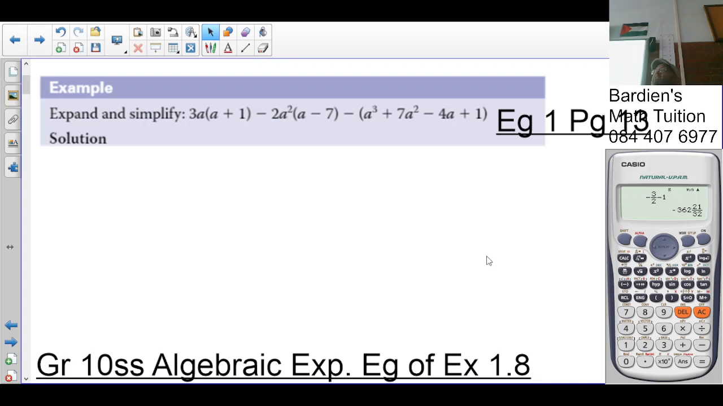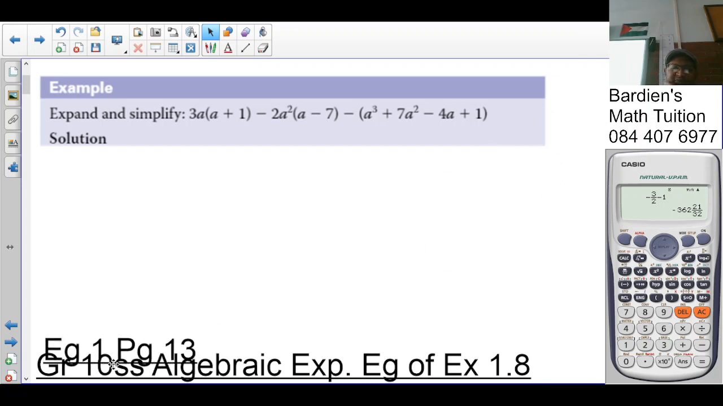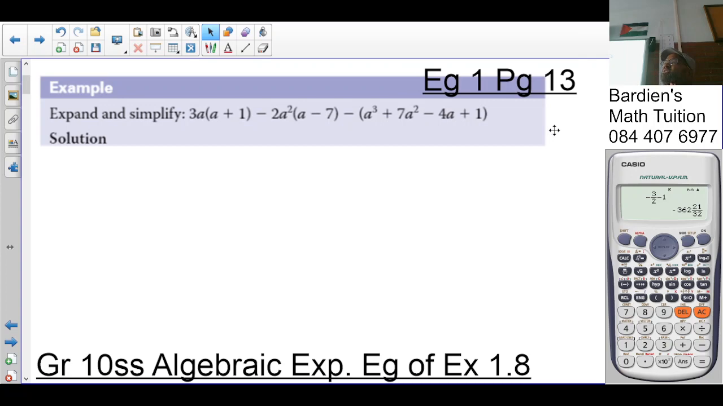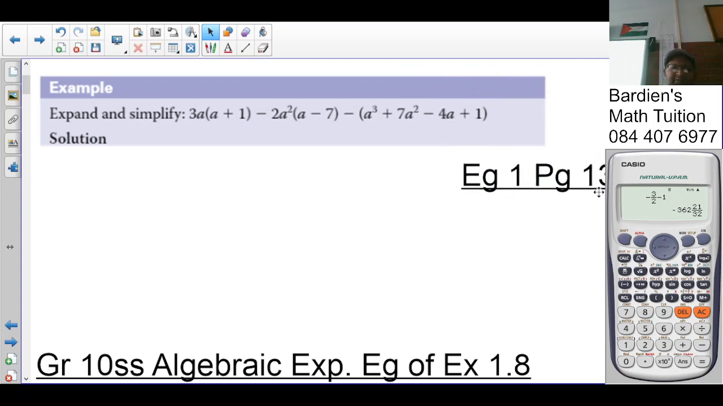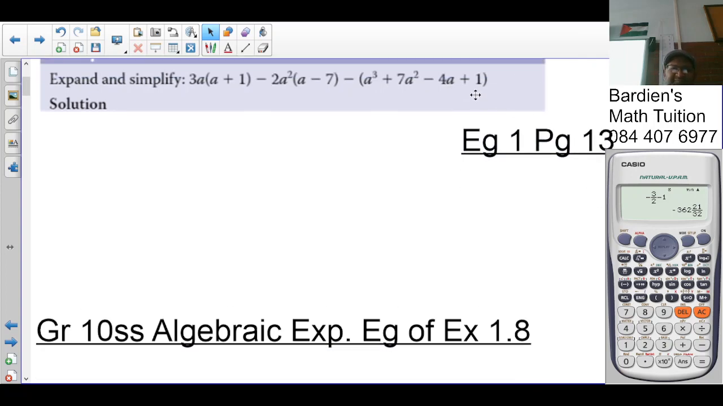Right, so expand and simplify. We are given 3a into a plus 1 minus 2a squared into a minus 7 minus a cubed plus 7a squared minus 4a plus 1. Right. So what do we do first? Firstly, how many terms are here? 3 terms. What separates terms? Positive and negative signs. Nice.